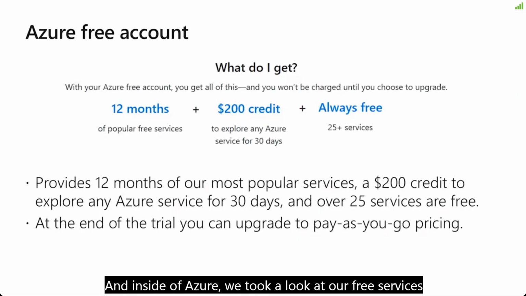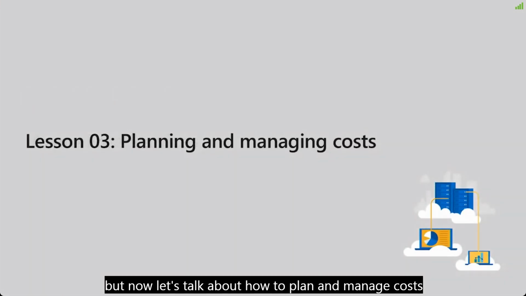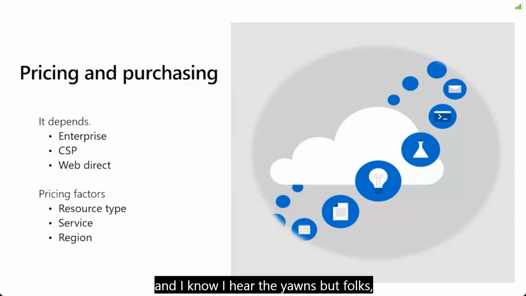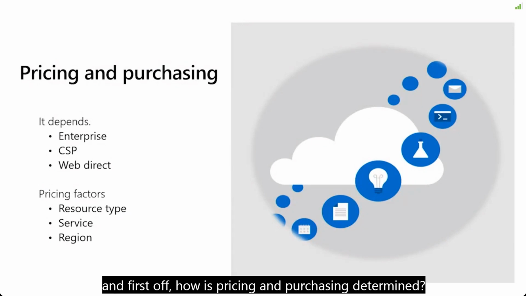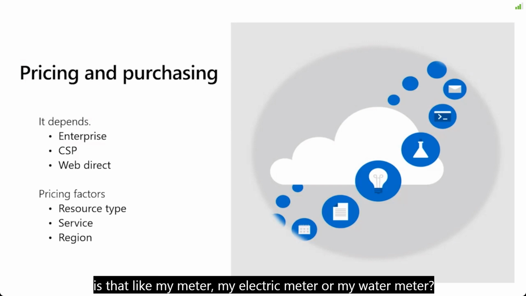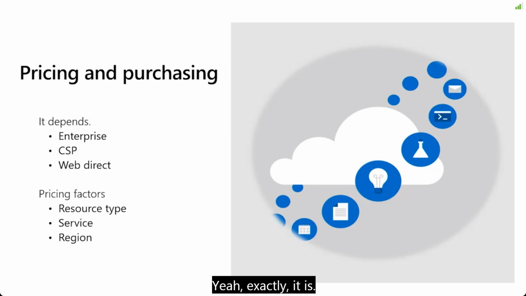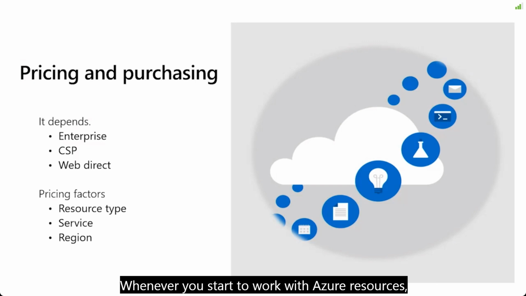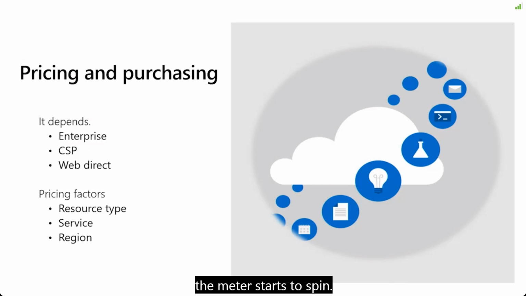And inside of Azure, we took a look at our free services, but now let's talk about how to plan and manage costs. And I know I hear the yawns, but folks, you have to understand how you're billed. And first off, how is pricing and purchasing determined? Well, under the covers, we have this little concept called a usage meter. Now, if you're thinking, hey, is that like my electric meter or my water meter? Yeah, exactly it is. Whenever you start to work with Azure resources, the meter starts to spin. Well, how fast does it spin? What's my price? Well, it depends.